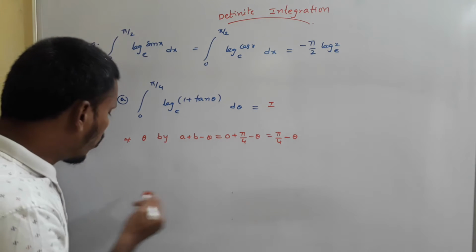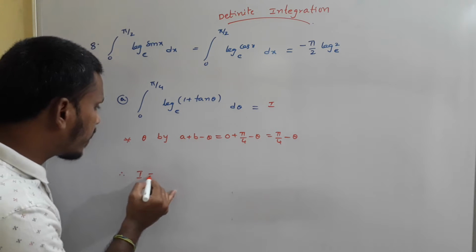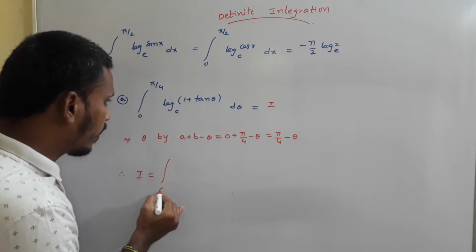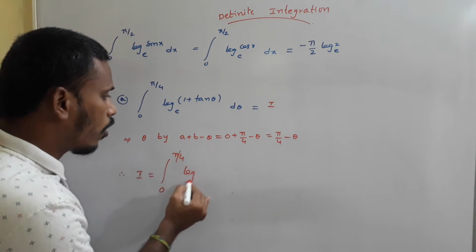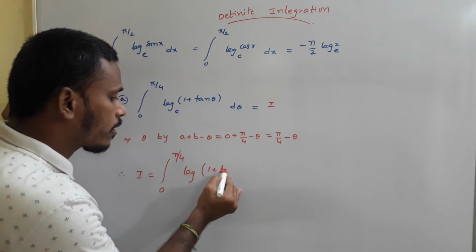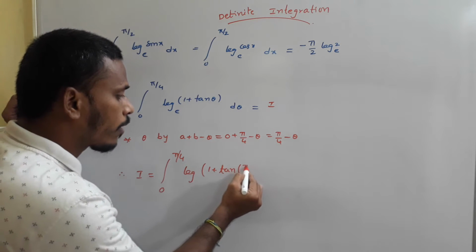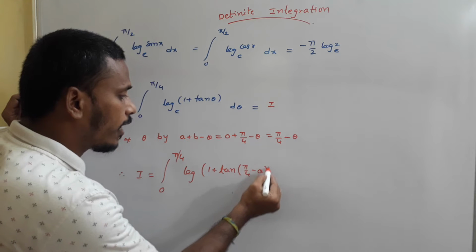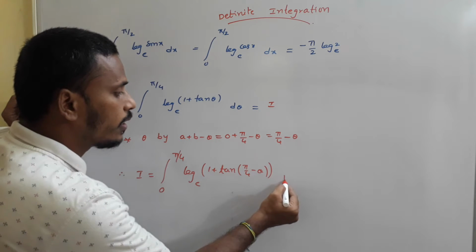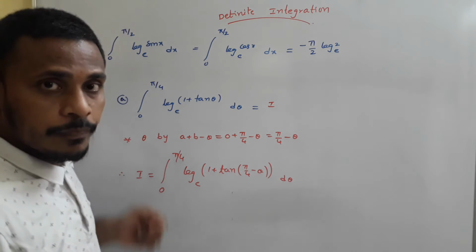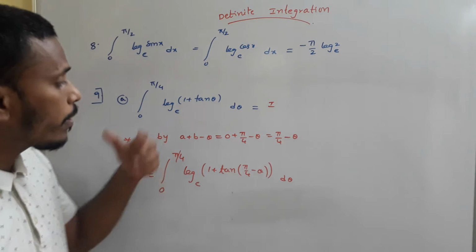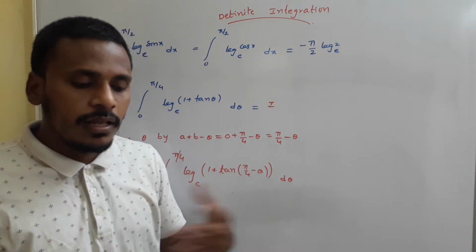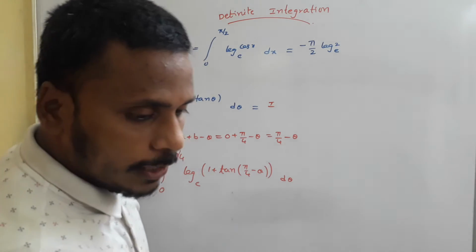That a plus b minus theta is 0 plus pi by 4 minus theta, which is pi by 4 minus theta. With this particular replacement of theta, the value of the integral won't change. So again we write I is equal to integral 0 to pi by 4 logarithm of 1 plus tan of pi by 4 minus theta to the base e d theta. Is it okay? As we discussed, by the star property of definite integrals, if you replace x with a plus b minus x, there is no change in its integral value.